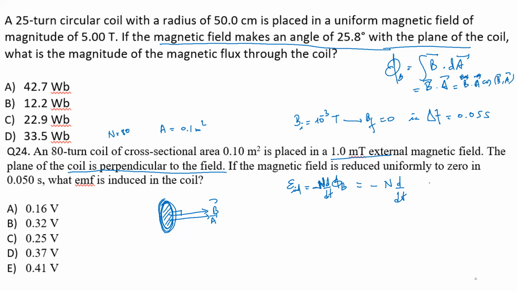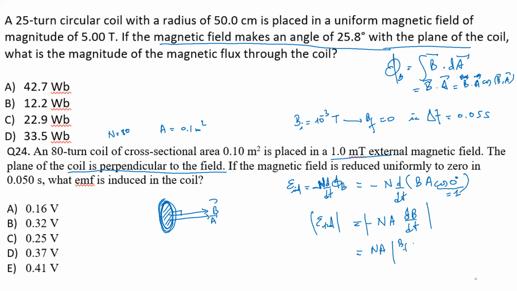Okay, great. So here I'll have derivative with respect to time of BA, magnitude of B, multiplied by magnitude of A, multiplied by the cosine of the angle between B and A. Of course, it's 0. They are parallel to each other. So cosine 0 is just 1. So I will end up with minus N. Of course, A is constant, so I'll put it out, and then I'll have just dB over dt. Again, I want the EMF induced absolute value, so I take the absolute value of everything here. So I will have NA dB over dt, which is just the absolute value of the slope.